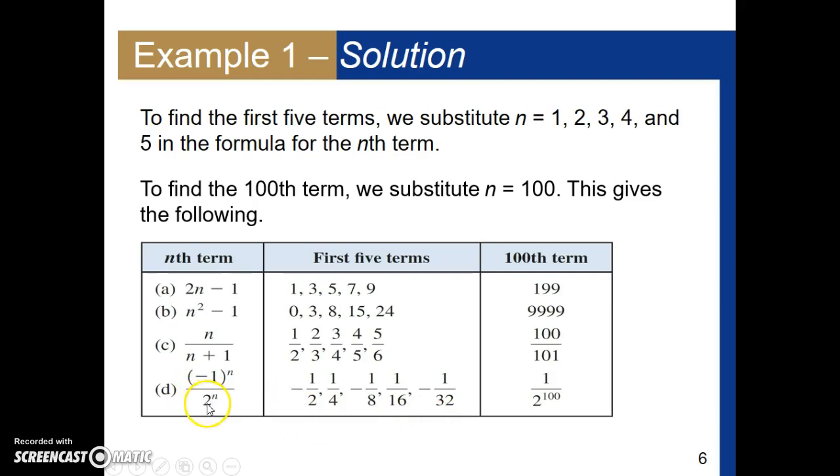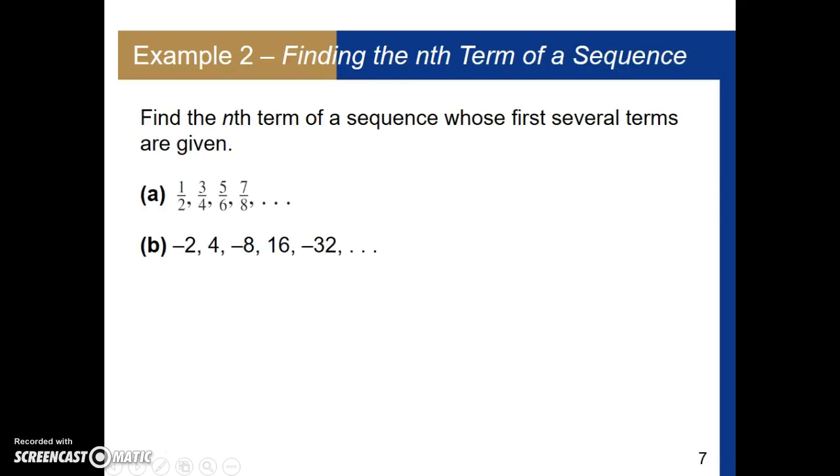And we can see in the bottom that it's just 2 to the 1 power, 2 squared, 2 cubed, 2 to the 4th, 2 to the 5th, and therefore the 100th term would be 1 over 2 to the 100th. So that kind of idea, it's not very difficult to go in that direction. If you give me the formula, if you give me the nth term, it's very easy for me to generate all of the terms or any particular term that you ask me for.